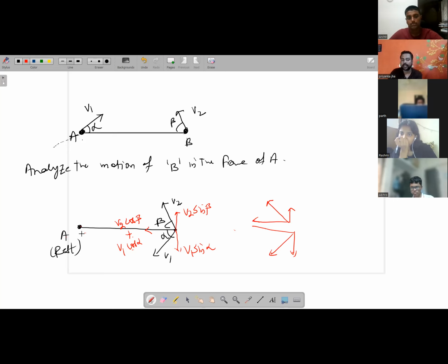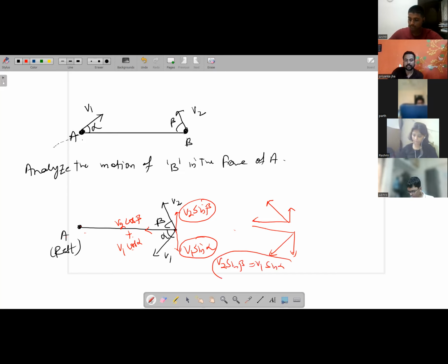So just to collide with A, B has to go along AB. For that, these vertical components have to nullify each other. This is the condition of collision: V2 sine beta equal to V1 sine alpha. Don't try to remember this, just try to understand the mechanism, right?